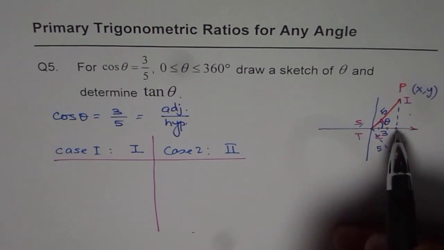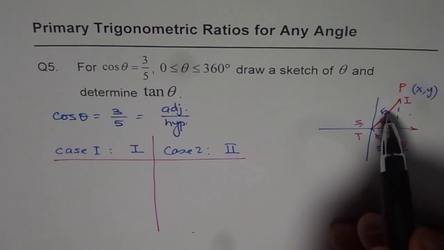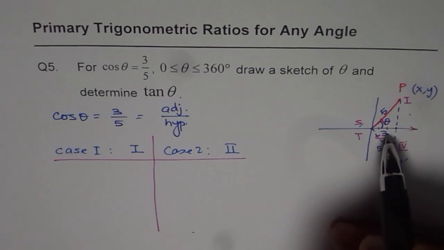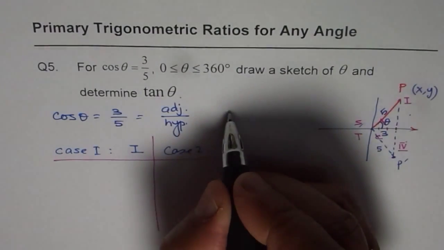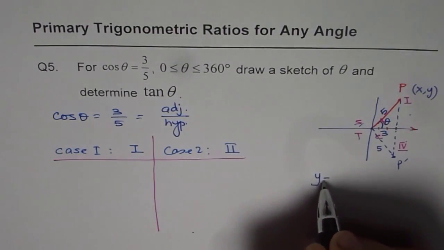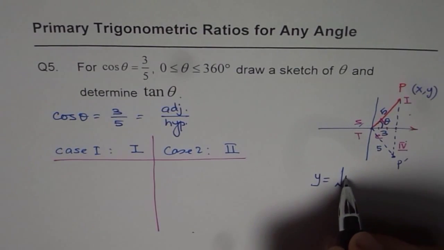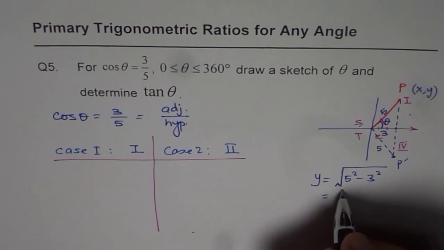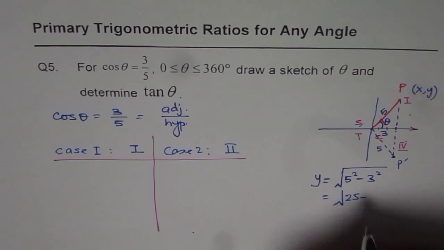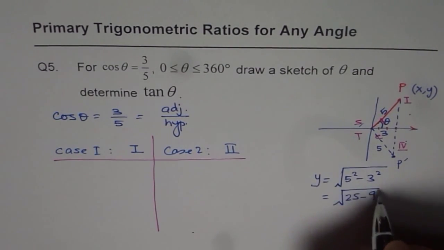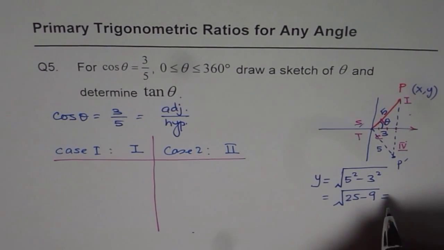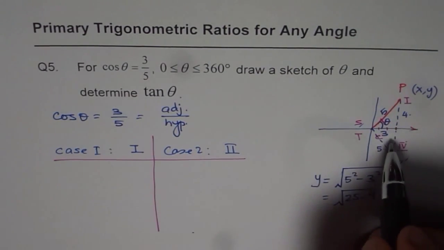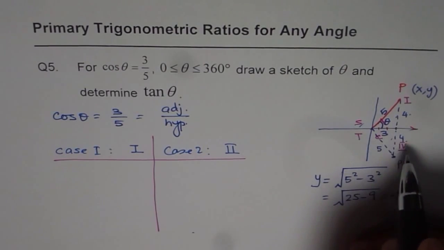This y value can be found from the given hypotenuse and adjacent side. So y equals the square root of 5 squared minus 3 squared, that is the square root of 25 minus 9. Now 25 minus 9 is 16, and that gives you a value of 4. So the height is 4. Both these triangles are congruent, so that should also be 4.